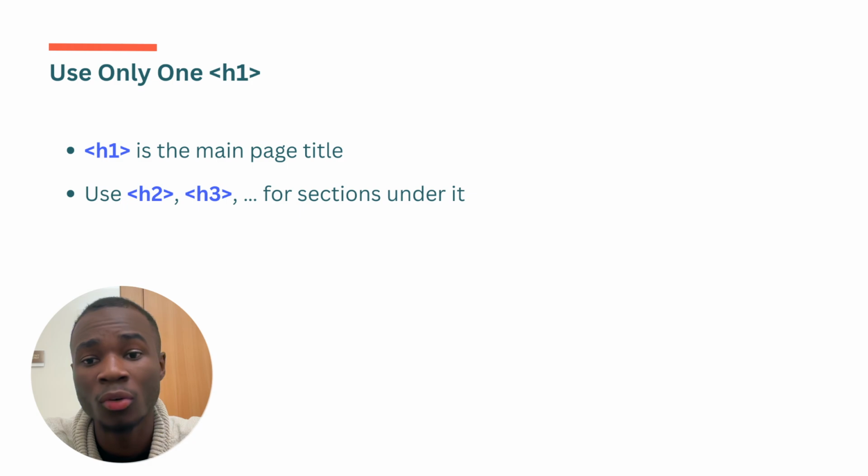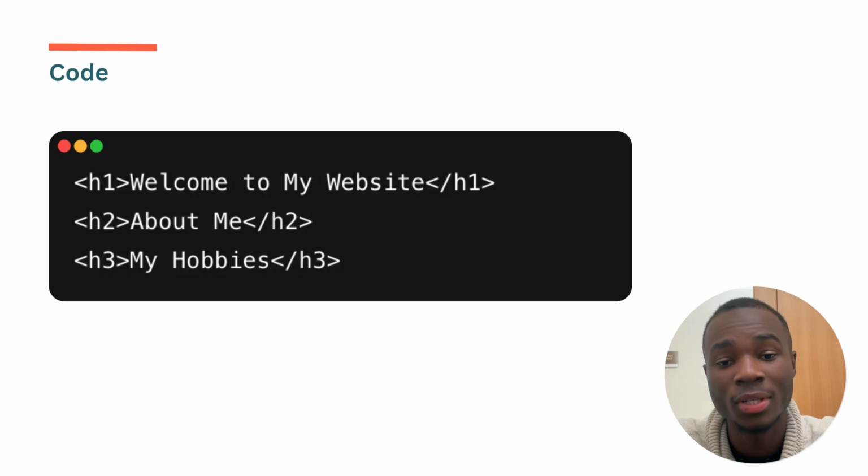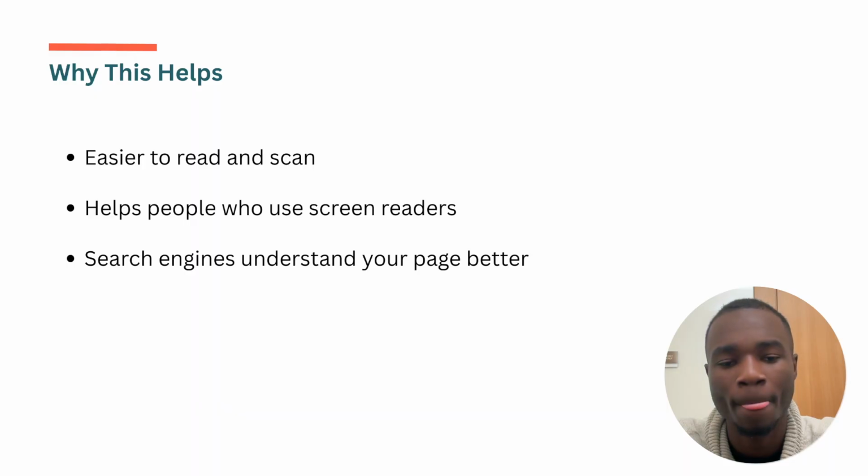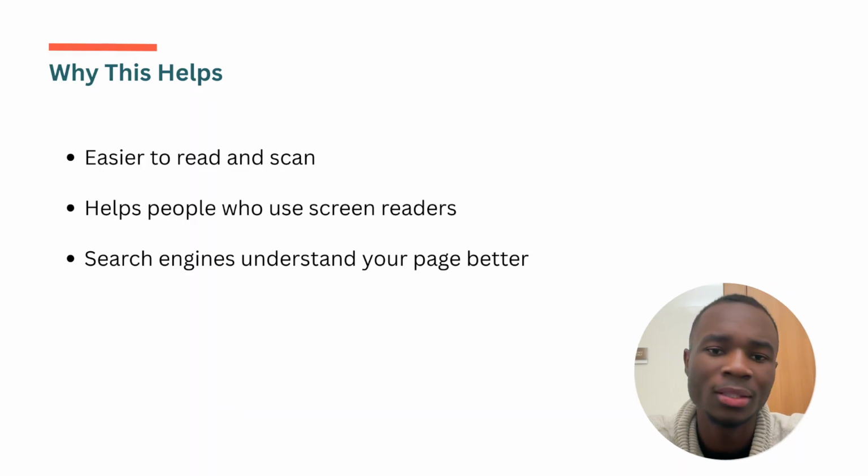And this is a very good tip. You need to only use H1 one time per page. It's like the book title. Then you need to use H2, H3, and others for sections and subsections. Well, let's practice a little bit.